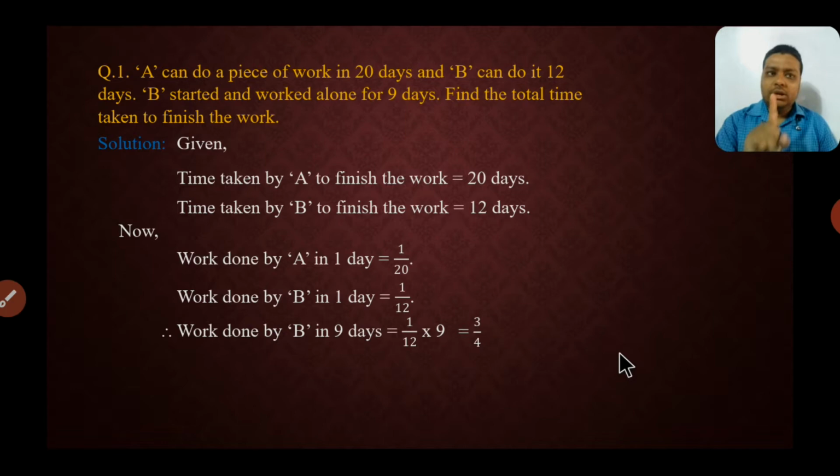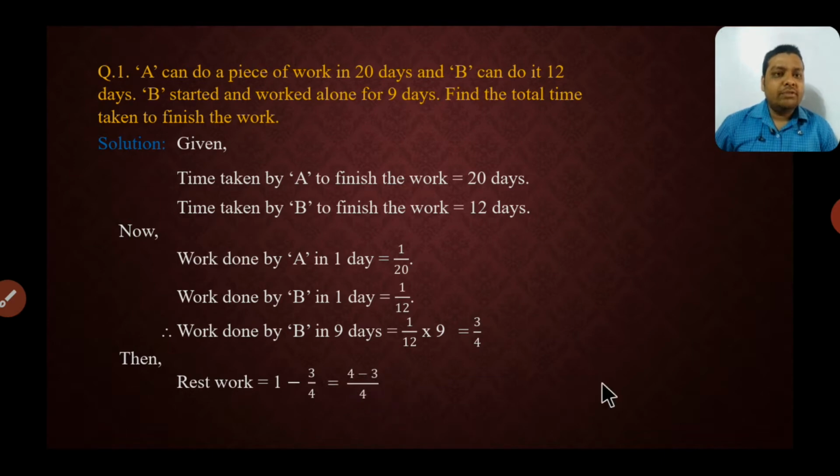We know that there is only one work, and 3 by 4 of it he has already done. So what work is left? Let's find the rest of the work. The rest work will be 1 minus 3 by 4. LCM is 4, so 4 minus 3, that is 1 by 4 work is left. Only 1 by 4 work is left.